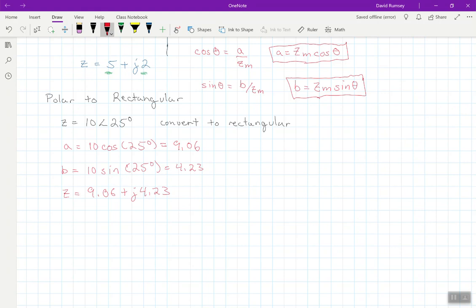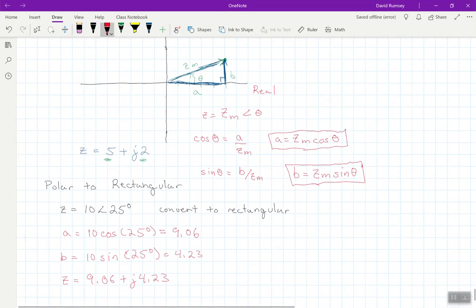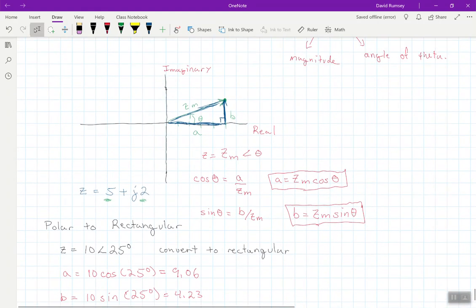All right, so now we want to look at how do I convert from rectangular to polar. So I'm going to erase this right here.